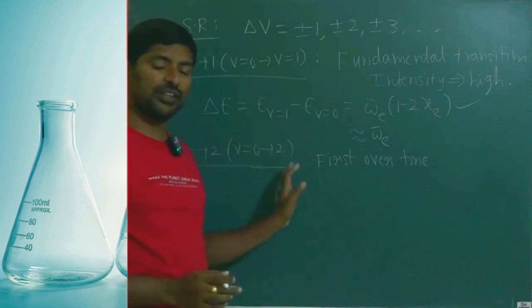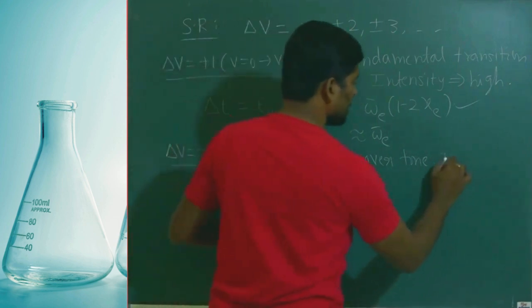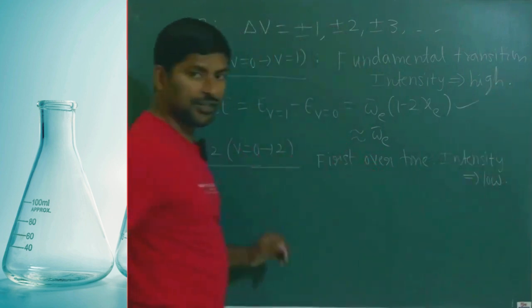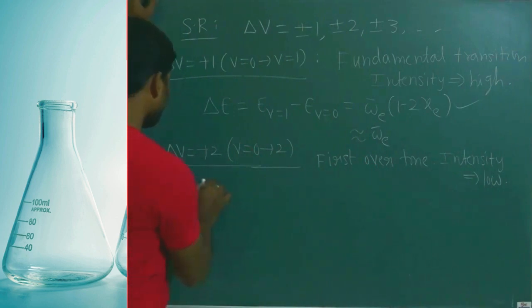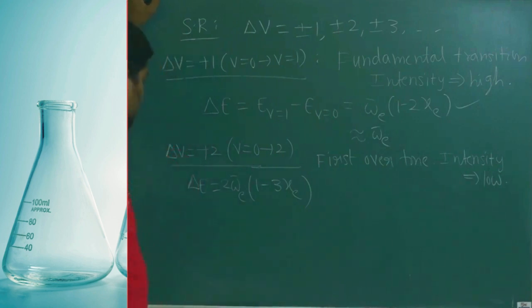Generally, the probability for this type of transition is low, so generally their intensities are low. The intensities of overtones are low compared to fundamental transitions. So for 0 to 2, if you calculate the gap between the second level and the 0th level, we will get 2 omega bar E into 1 minus 3 XE.